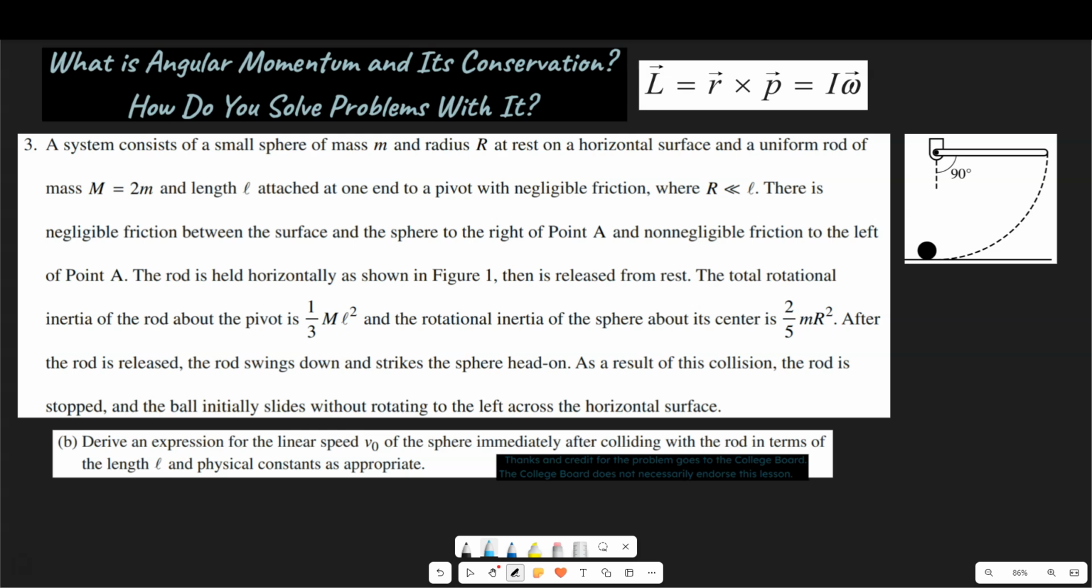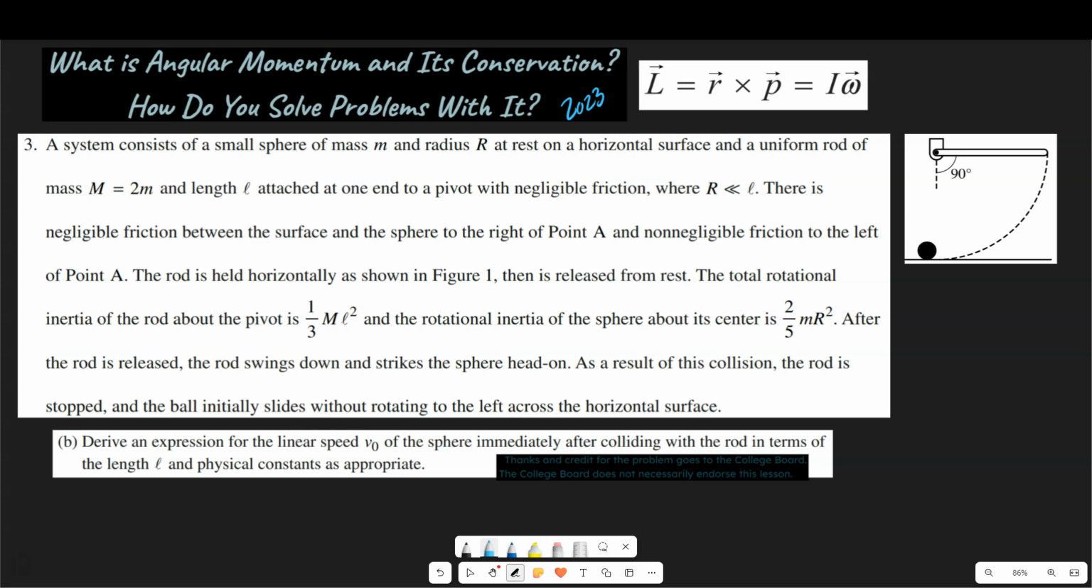Hey, welcome back. Today we're going to be talking about what is angular momentum and its conservation, and how do you solve problems with conservation of angular momentum. So this background that you're going to see up here is taken from an FRQ from 2023 for AP Physics C Mechanics. However, don't go away.